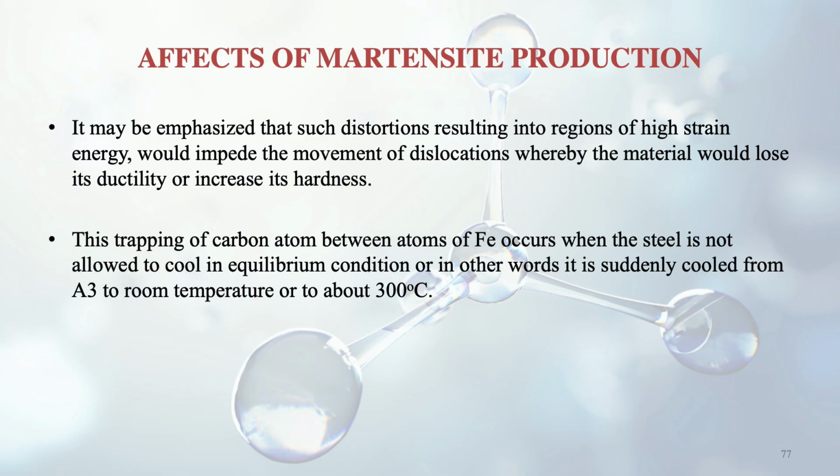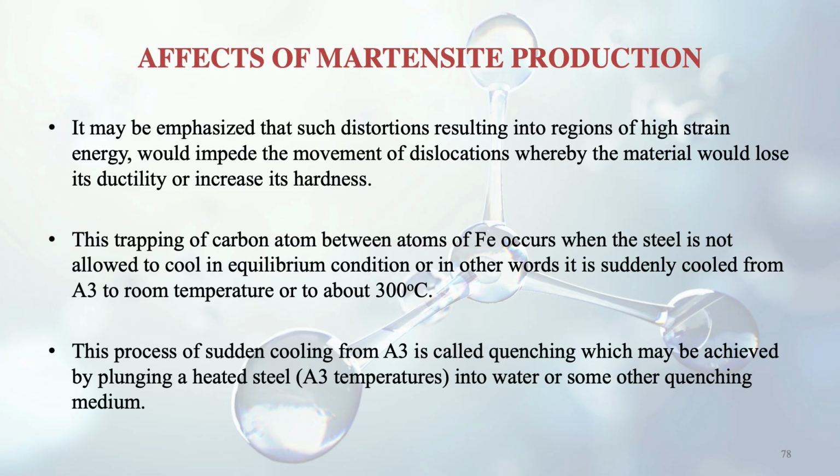This trapping of carbon atoms between the atoms of iron occurs when the steel is not allowed to cool in equilibrium condition, or in other words, it is suddenly cooled from the A3 to room temperature or to about 300 degrees centigrade. Like I told you earlier, if the cooling rate is very high, then the nose formation of the TTT diagram is not crossed and it suddenly comes to martensite. So if we are cooling from A3, which is 910 degrees centigrade, suddenly to about 300 degrees centigrade, then only martensite will be formed.